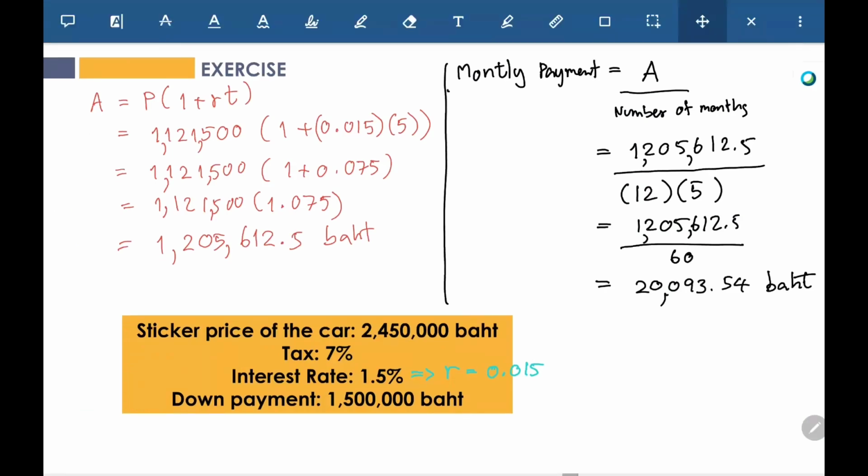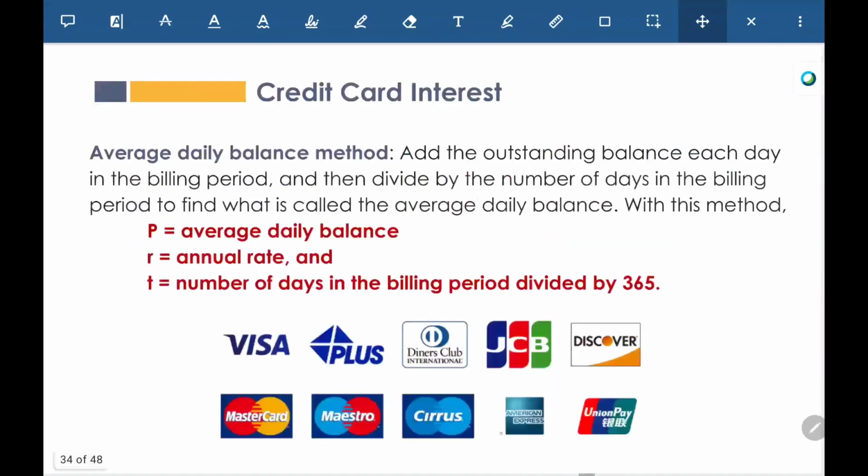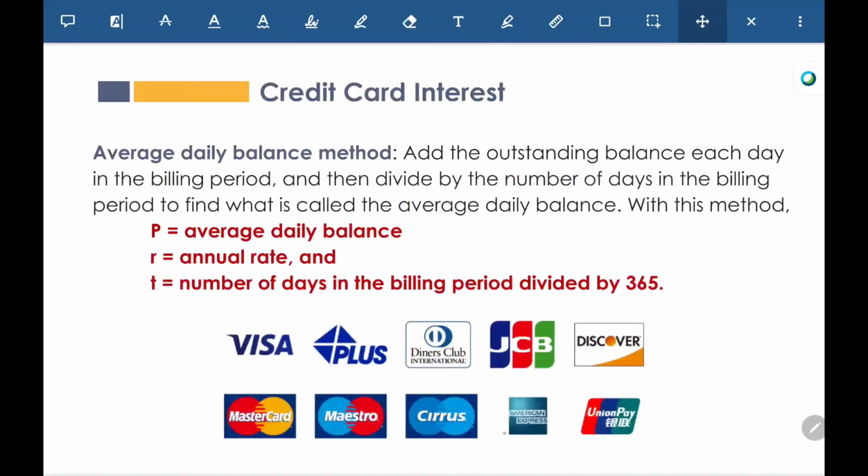Okay. Sometimes you can pay in cash, but sometimes you need to pay by using a credit card. When you use the credit card, the bank will charge interest when you don't pay off your full balance by the due date each month. Suppose you use 1,000 baht and you pay off only 800 baht. That means the outstanding balance is 200 baht. This 200 baht is used as a principal to calculate the interest each month.